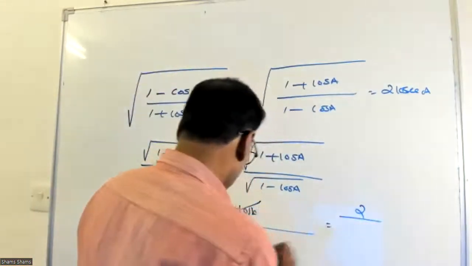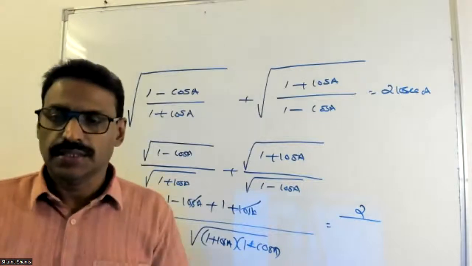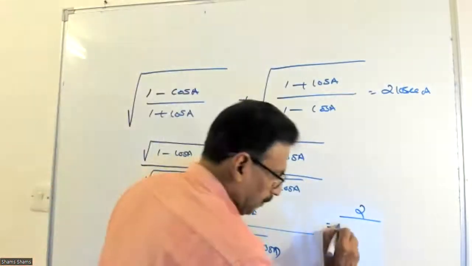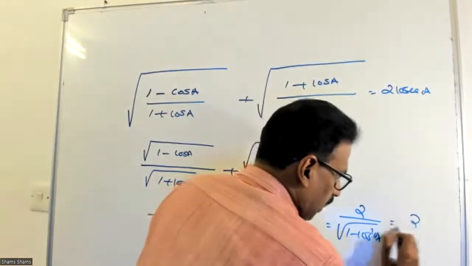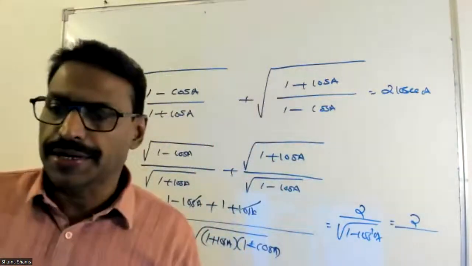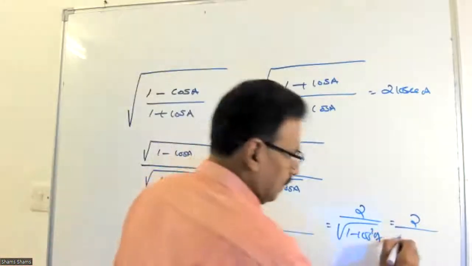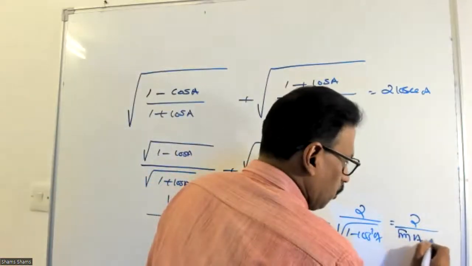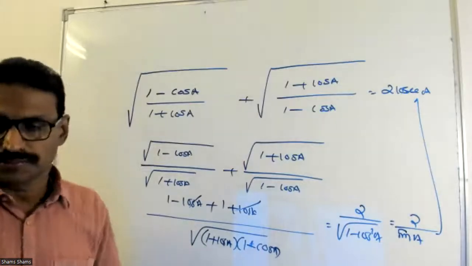2 divided by, look at here, root of 1 plus cos A into 1 minus cos A is what? Root of 1 minus cos square A. Okay. 2 divided by, 1 minus cos square A is sin square A. Root of sin square A is sin A. So that means 2 by sin A means 2 cosec A. Is it okay? You want to follow this one?